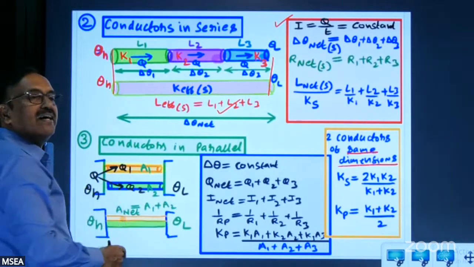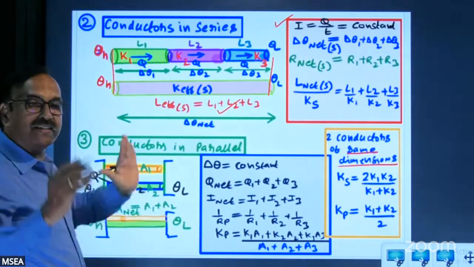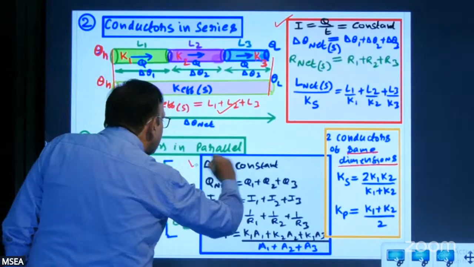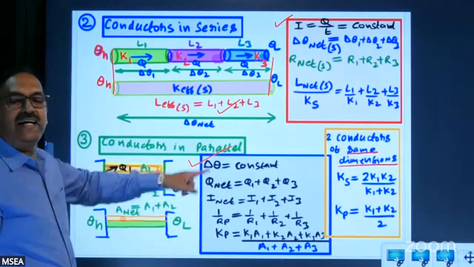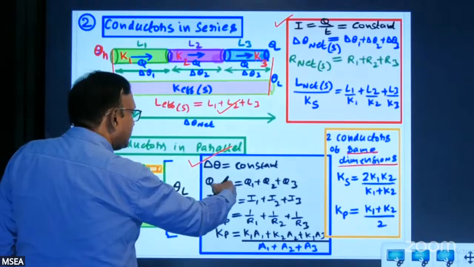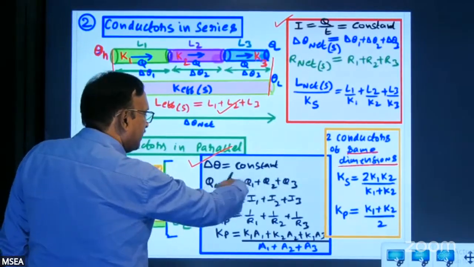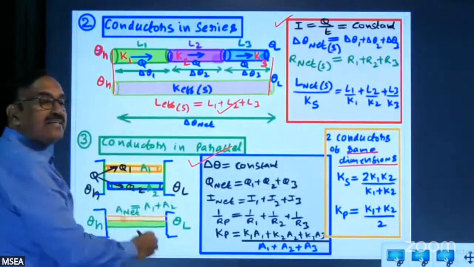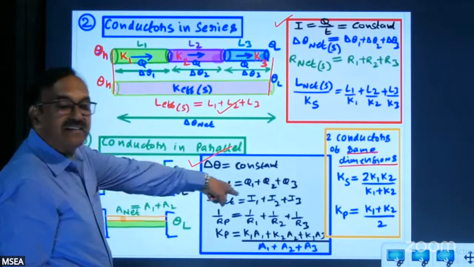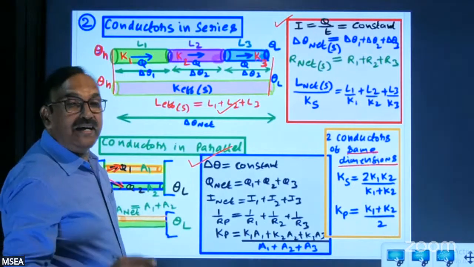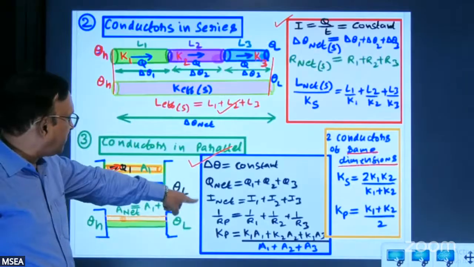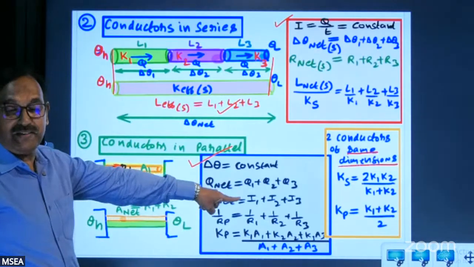So the first and foremost point in parallel combination is they have to be connected to the same set of points, and the temperature difference needs to be constant across any conductor. Delta theta is constant. Whatever Q net comes, that will divide into different parts. Suppose there are 3 conductors, I am writing Q net is Q1 plus Q2 plus Q3. Similarly, whatever heat current comes will divide into different parts. I net is I1 plus I2 plus I3. And what is the effective thermal resistance in parallel? Just like current electricity, 1 by Rp is 1 by R1 plus 1 by R2 plus 1 by R3.